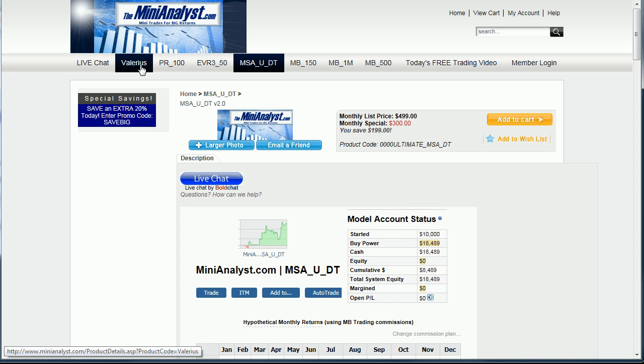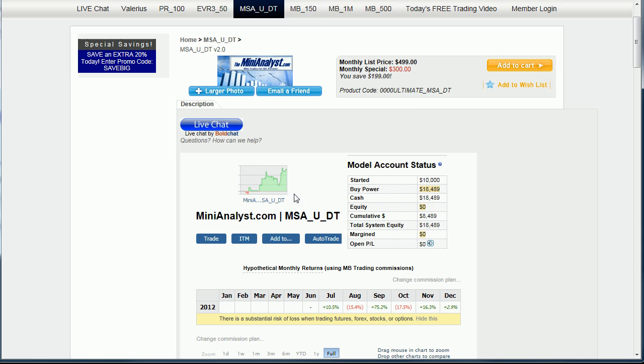So you have the Valerius. This is third-party tracked. You have PR100, EVR 350, MSA UDT right here, third-party tracked. There's a quick little look at the equity curve of the MSA UDT. Always a popular portfolio. Why? Well, it's only got a $10,000 starting point for risk capital, so not too bad.